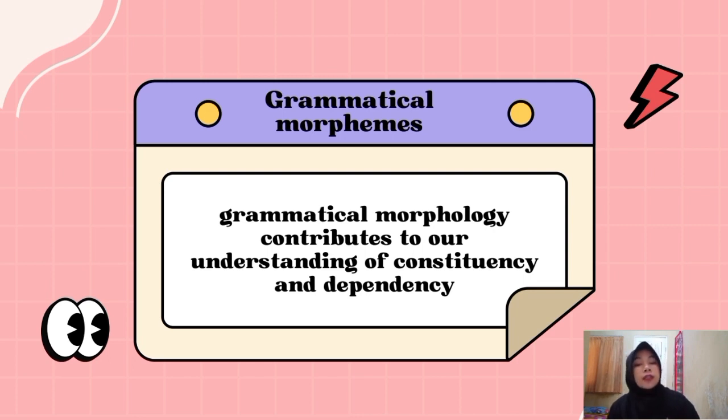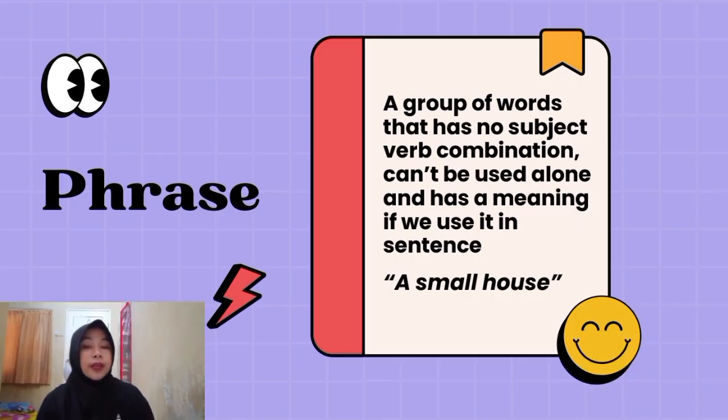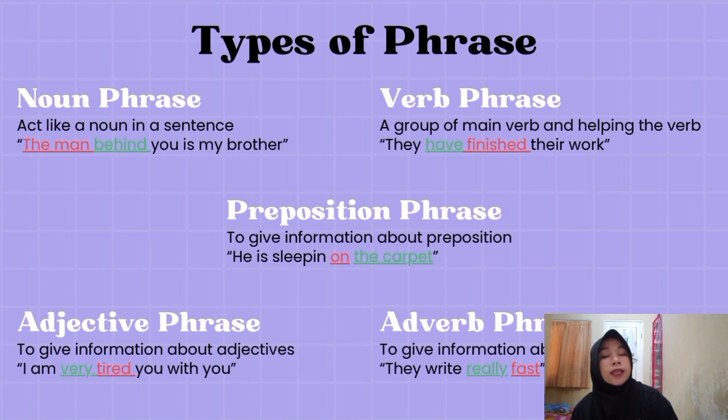Okay, the next material is phrase. A phrase is like a sentence building block. It's a group of words that work together, like nouns, verbs, and adjectives. And next is types of phrase. As you can see, the first one is noun phrase. The second one is verb phrase.